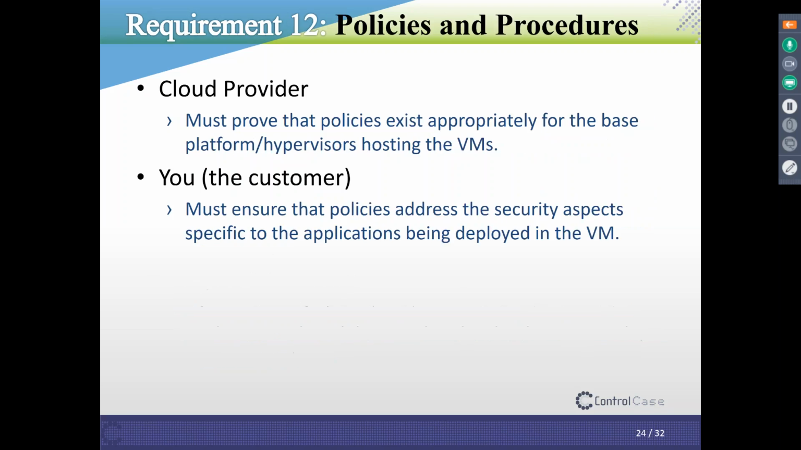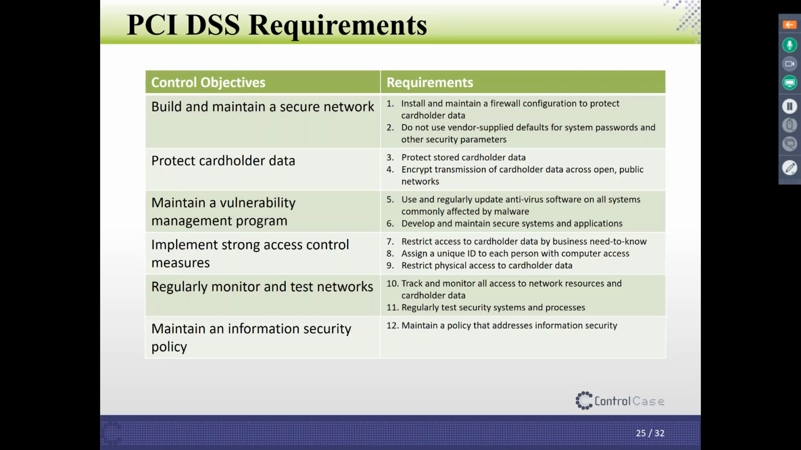And then finally, requirement number 12, everybody has to ensure that they have appropriate policies and procedures. The cloud provider for their infrastructure, and you as the customer for your infrastructure. So again, just to summarize, for requirements 1 and 2, both the cloud provider and the customers have their own requirements for the hypervisors versus the virtual machines.